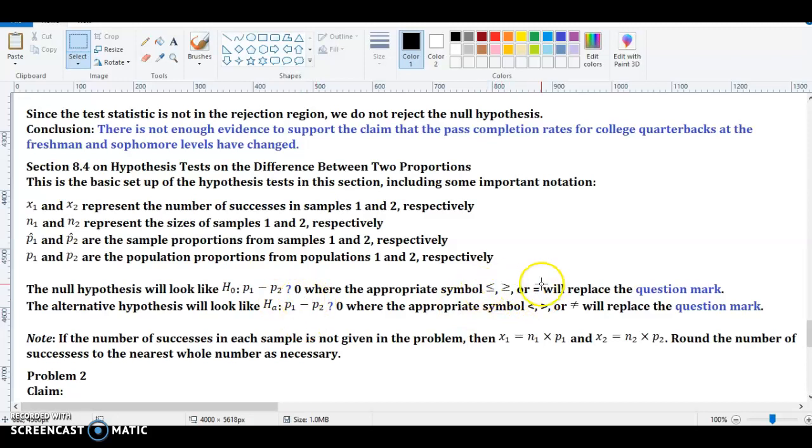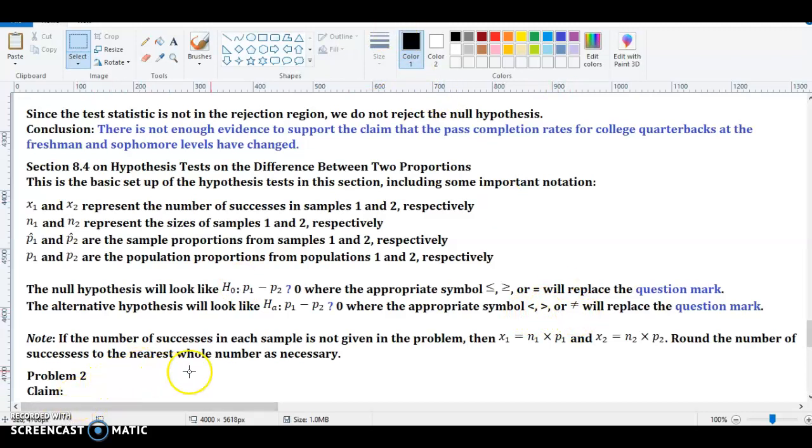So in other words, one of those three symbols will replace the question mark in the null hypothesis. Okay, likewise, the alternative hypothesis will look like P1 minus P2, where we will replace the question mark with either the less than, greater than, or not equal to symbol.